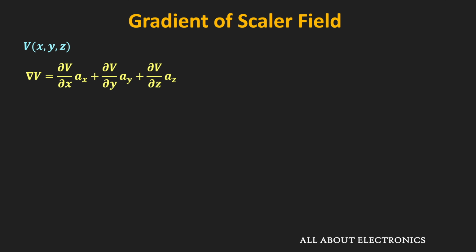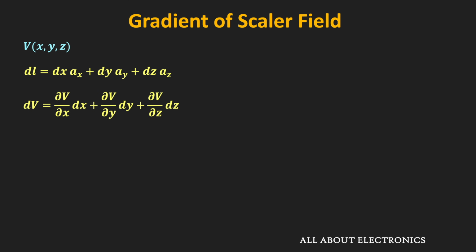In the previous video, we have seen that the differential length dl in the Cartesian coordinate system can be defined as dx times ax plus dy times ay plus dz times az. Now here, if V is some scalar field, then the change in the scalar field dV can be given by the following expression, right? That is del V divided by del x times dx plus del V divided by del y times dy. And the third term will be del V divided by del z times dz.